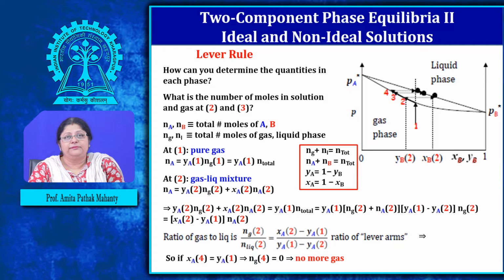Now let us look at point 1. You see, this is entirely in the pure gas phase. All of the components should be in the gas phase when we are at point 1. So the number of moles of the component A will be the mole fraction of that component in the vapor state, since it is a gas, into the number of moles of gas, and that is nothing but the mole fraction into the total moles.